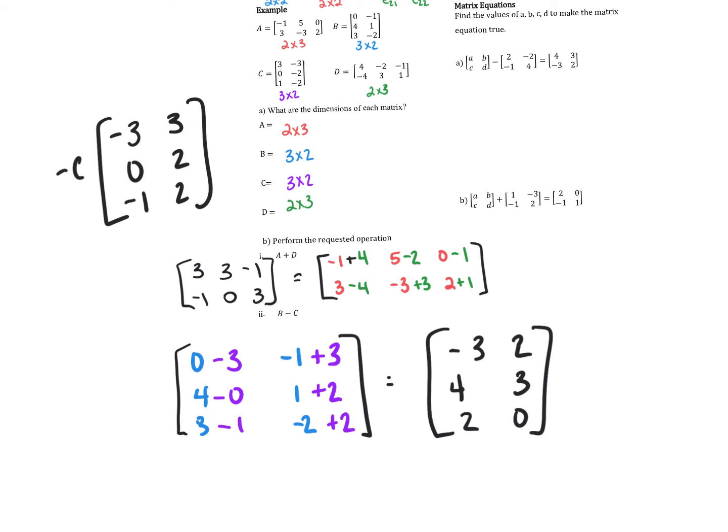So you can flip all the signs and add, or you can actually just work it out like I did right there too. But you should have gotten 0 minus 3, -1 plus 3, 4 minus 0, 1 plus 2, 3 minus 1, and -2 plus 2. So that adds up. I get a matrix of -3, 2, 4, 3, 2, 0 in the rows, right?